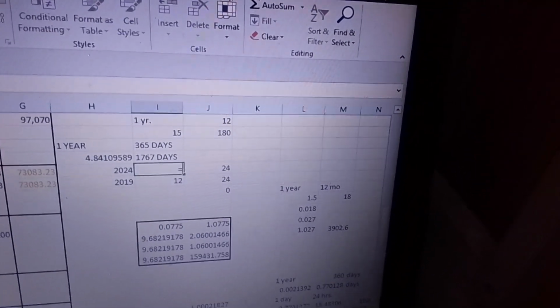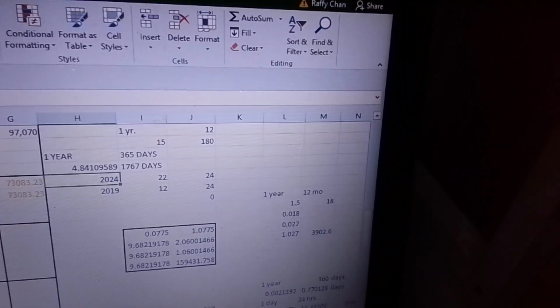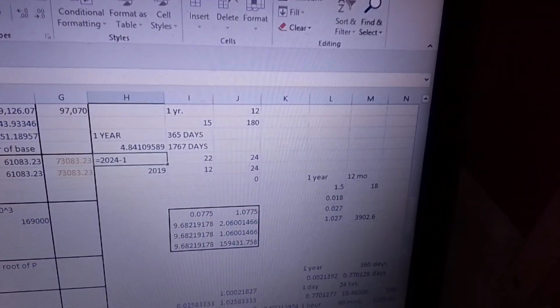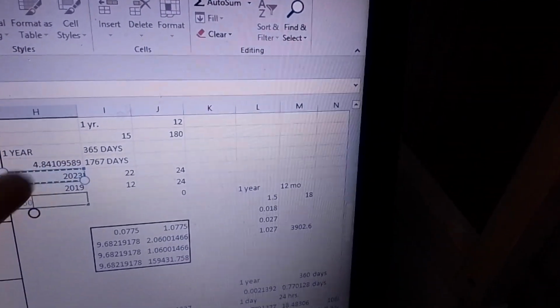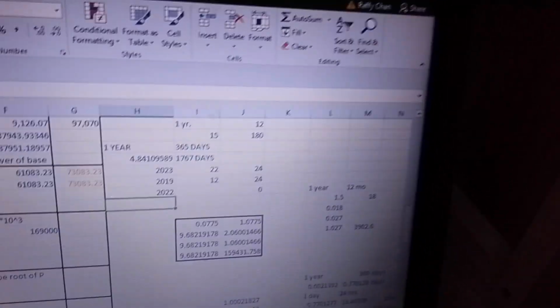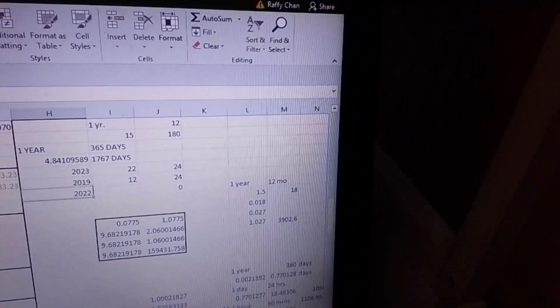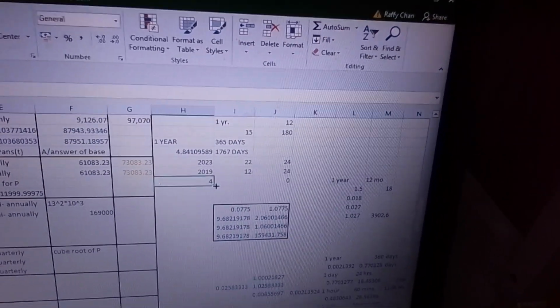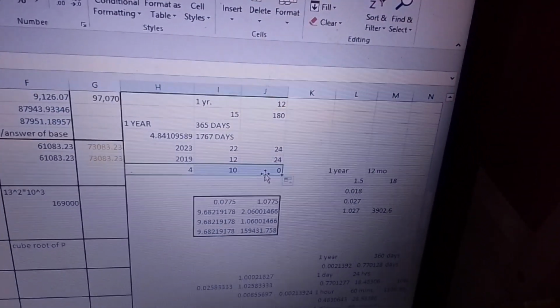So therefore, this one, 10 plus 12. Mag-carry tayo ng 12. Tapos ito naman, we have 2024. This one, minus 1. We're supposed to get 23. Then we find the difference of both. No, that was wrong pala. Minus this one pala. And then we work it out for the rest. When we do it for the rest, we should get this one: 4 years and 10 months.